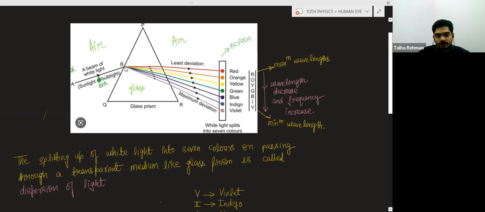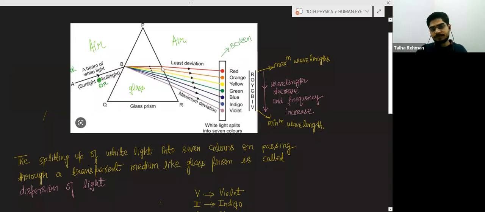Now you can see this light ray. At this point, this is a single white light. After this point, this light is just splitting up into different colors. Now see from here, red color, this is our orange color. Different colors, the light is splitting up. When sunlight or white light passes through the prism, after passing through this surface of the prism, it splits up into seven colors.